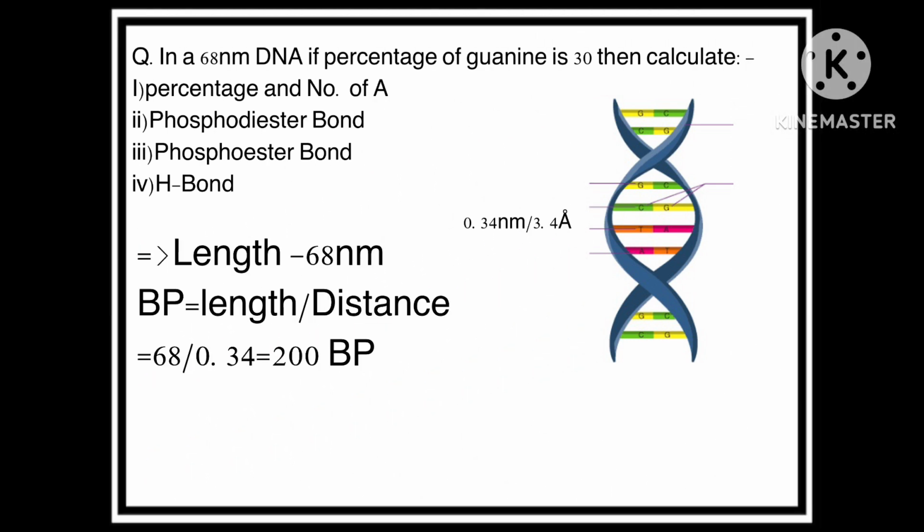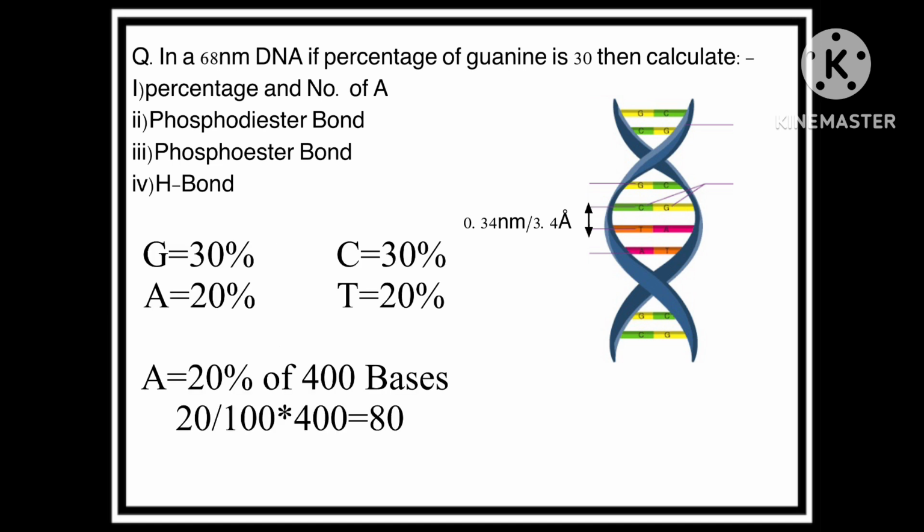So the length is given, 68 nanometers, and the formula for base pairs is length divided by distance. The distance is 0.34 nanometer, which is given in your NCERT of class 12th, and the value 3.4 angstrom is in your 11th class NCERT. You can choose either of these two values. So we will simplify it by division and we will get 200 base pairs. And by following this we will find the number and percentage of A.